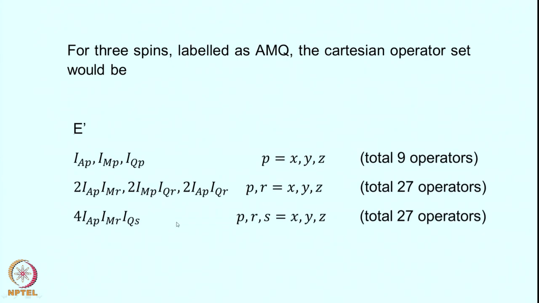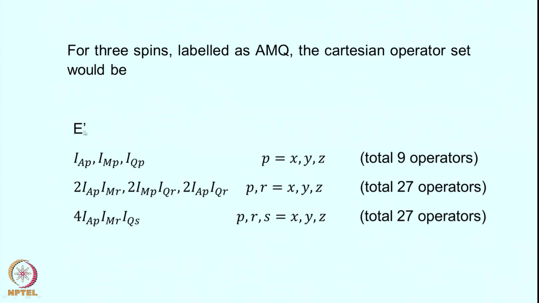So likewise if you go for 3 spins, how many operators will you have? Notice in the previous case we had a total of 16, 4 to the power 2. Now here how many should we have? If you have 3 spins, I should have 4 to the power 3, so that means 64 operators.